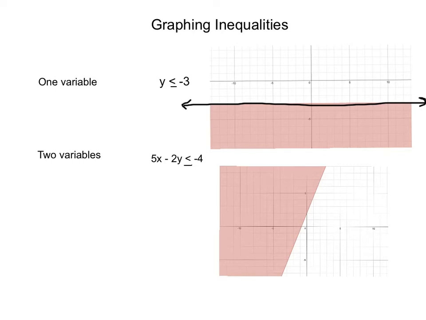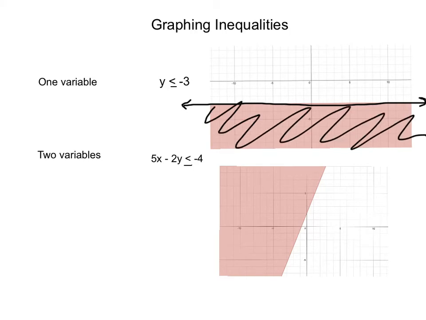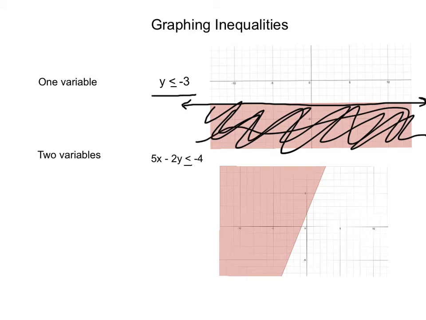But instead we have y is less than or equal to negative 3, which means that this whole area is less than or equal to negative 3. Therefore, the area that is related to this inequality is a shaded area rather than a line. So anything in this area would be a solution to this inequality.